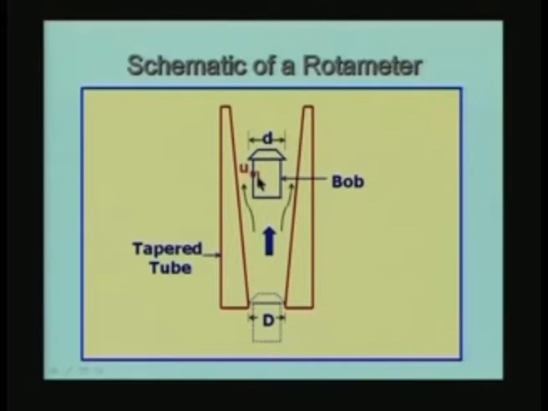So, let us look at the schematic of the rotameter. Essentially it consists of what is called a bob. Bob is this piece of material which I have shown in the form of a cylinder with a small cap onto it.